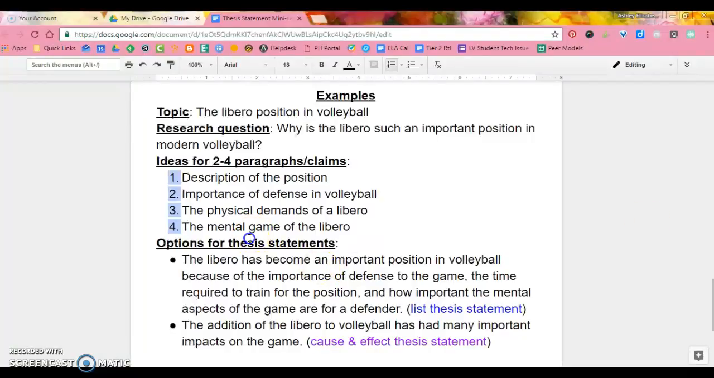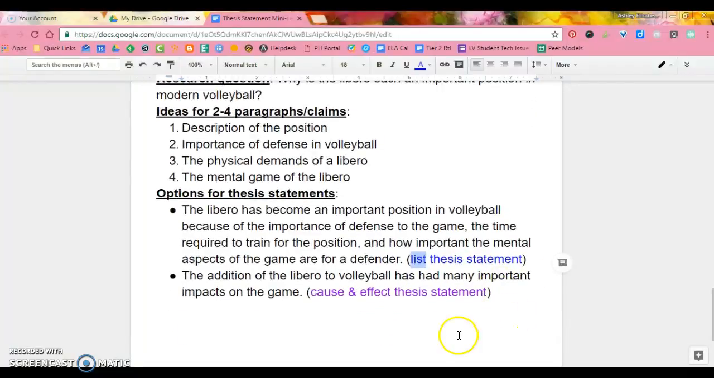So then to write my thesis statement, I've got to figure out, okay, ultimately, what is my answer to my research question? So I could have 2 options. One option would be a list thesis statement, which, if you go to that Schoology folder, it's going to describe all of those different things. One option might be, the libero has become an important position in volleyball because of the importance of defense to the game, the time required to train for the position, and how important the mental aspects of the game are for a defender. That's considered a list thesis statement, and that's one of the options that I might ultimately decide to choose.